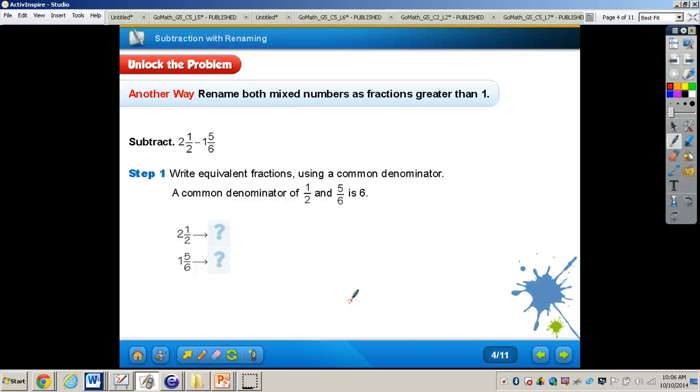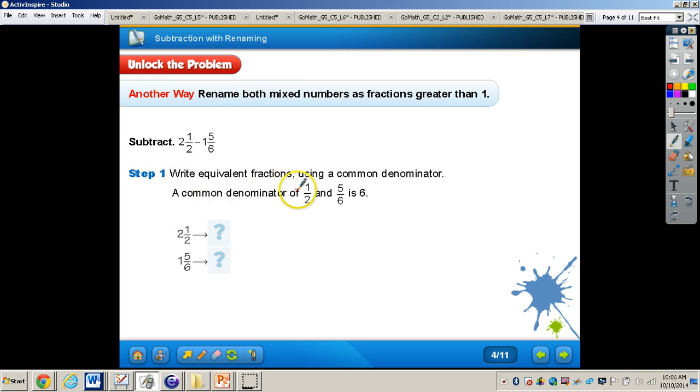you can rename the first mixed number. Now we're going to take a look at that other way on page 270. It says rename both mixed numbers as fractions greater than 1. Okay, so what we're doing is we're taking these mixed numbers and we're making them improper fractions. Okay, so first of all, we do need to find a common denominator.